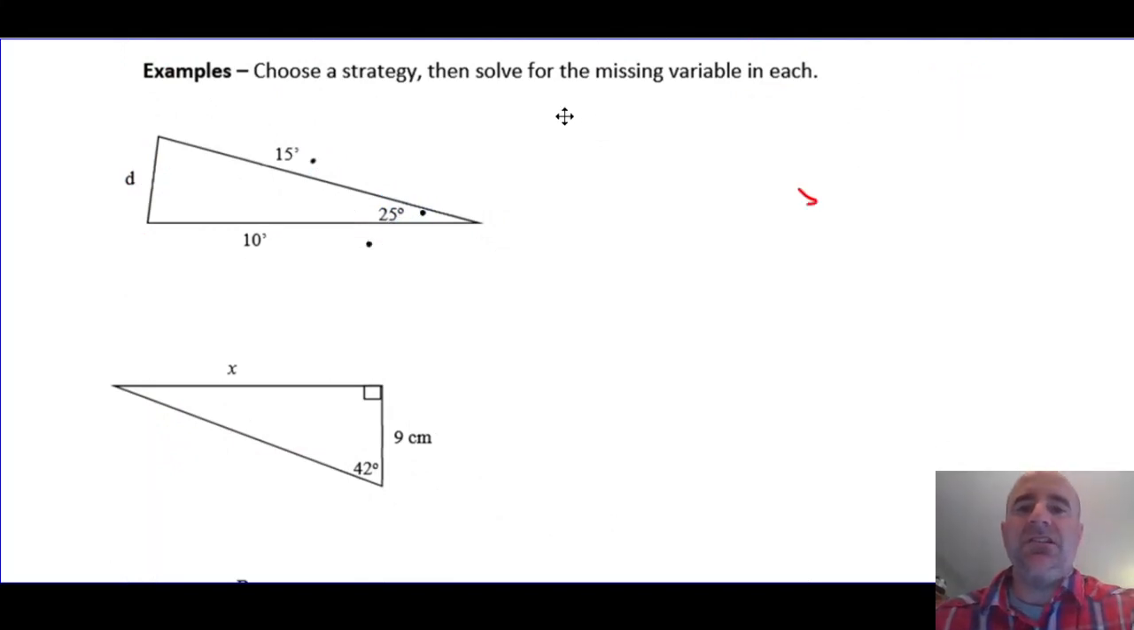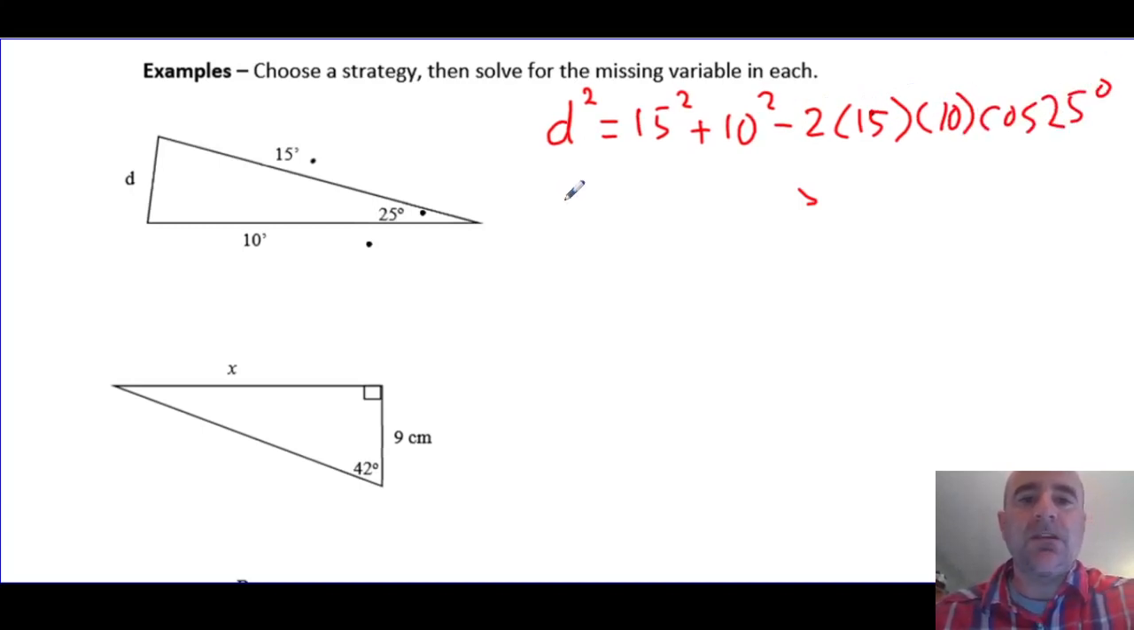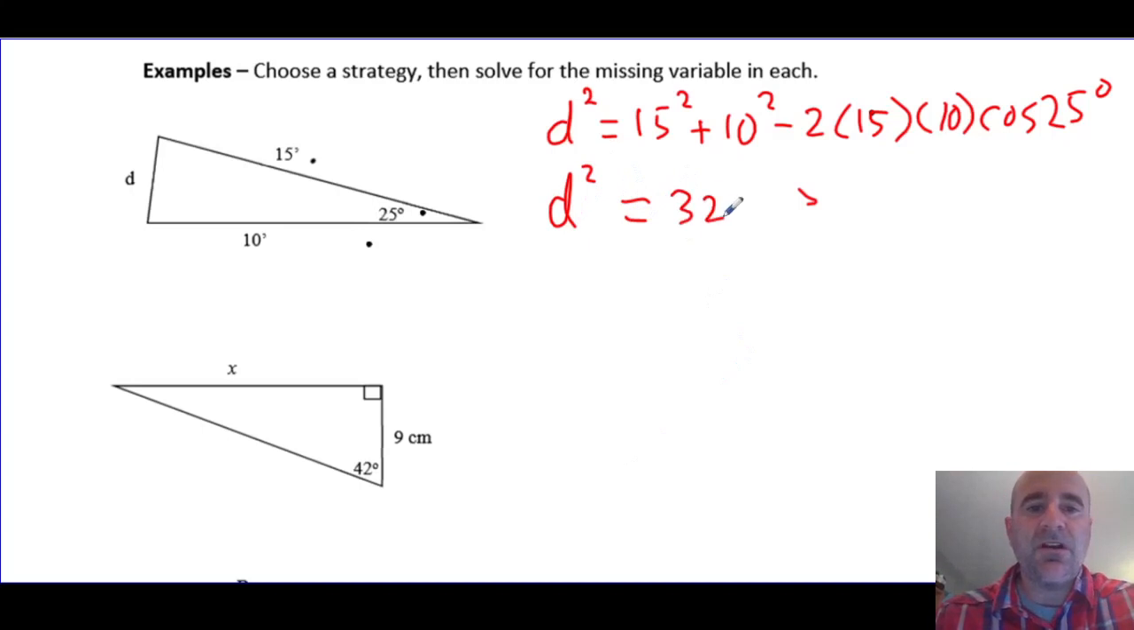So d squared equals 15 squared plus 10 squared minus 2 times 15 times 10 times the cosine of 25 degrees. And go from there. 15 squared plus 10 squared will be, I believe, 325. Subtract, let's see, this is going to be 300.